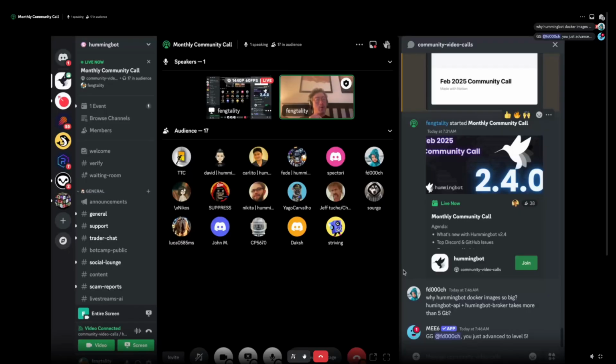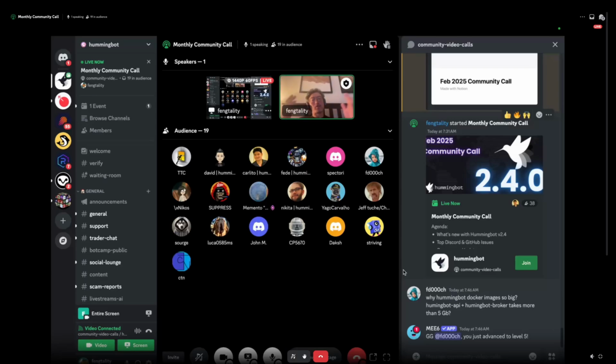Yeah. One question actually: why are Hummingbot Docker images so big? Why does Hummingbot plus API plus broker take more than 5 gigabytes? This is actually one of the issues that the recent environment upgrade, I think, will address. The core reason why it's so big is because a lot of these are libraries that individual connectors rely on. The more exchanges we support, the more dependencies those APIs might have, and so a lot of times the environment file is quite large, because it's necessary to support all these different exchanges.